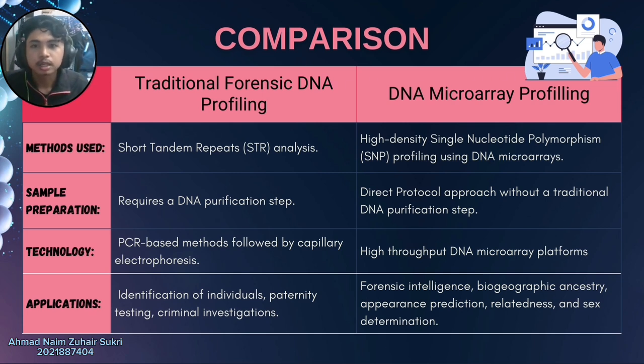In contrast, DNA microarray profiling uses high-density single nucleotide polymorphism, or SNP, profiling. It simplifies sample preparation with direct protocols and leverages high-throughput microarray platforms. This method enhances forensic intelligence, providing insights into biogeographic ancestry, appearance prediction, relatedness, and sex determination.